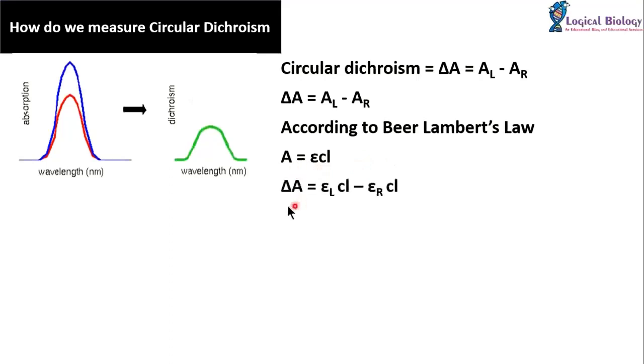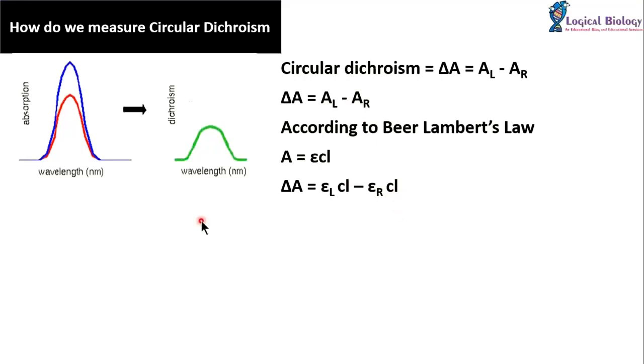So the delta A will be epsilon L, C into L, for left-handed light. Since the test tube is the same and the sample is the same, the concentration and length will be the same. So epsilon L C into L minus epsilon R C into L. So we have just kept the value of AL, that is epsilon L into CL, and AR, epsilon R into CL. It is very simple.